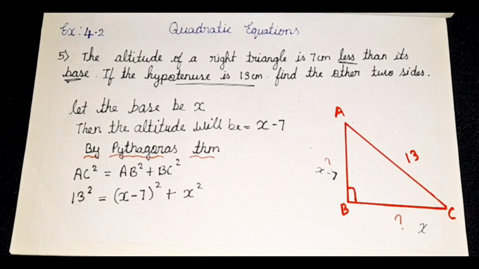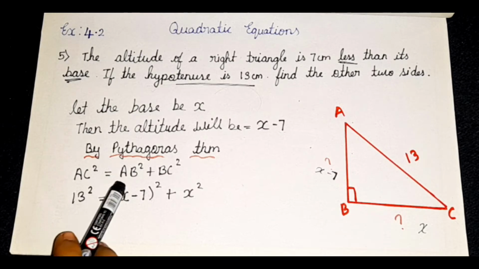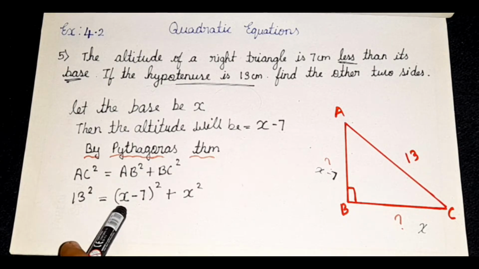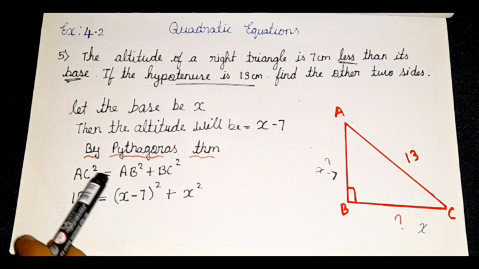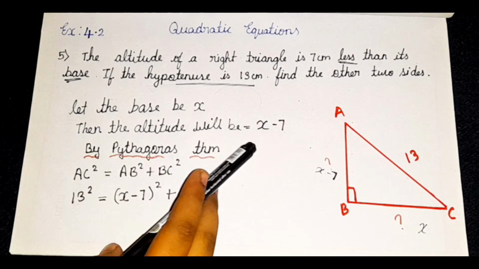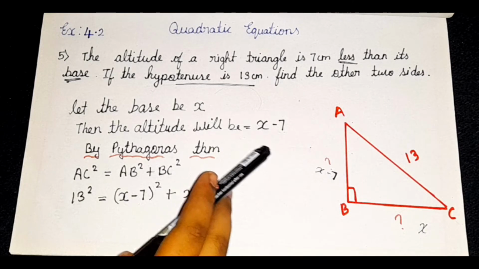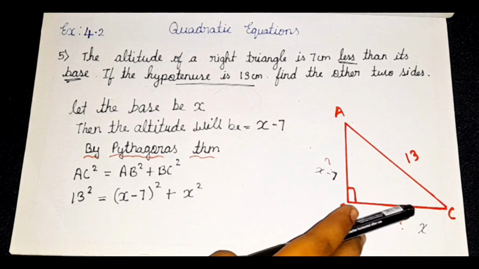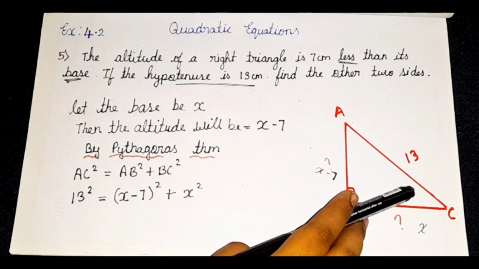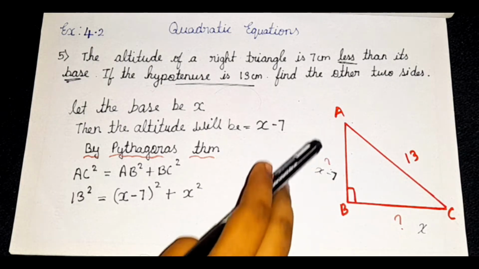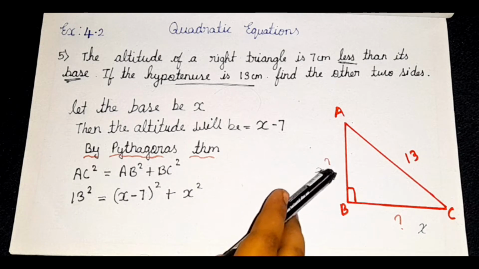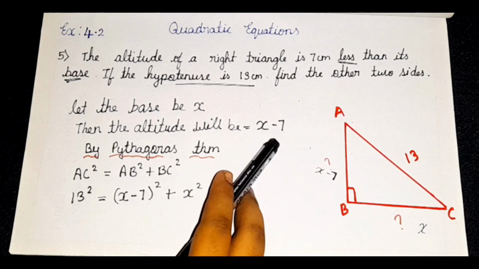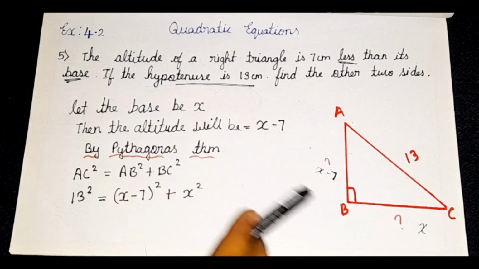Once again, here the AB value is x minus 7. You might be wondering how I took x minus 7. We took the altitude as x minus 7. Actually in the triangle this is the altitude, am I right? This is the altitude, this is the base, and here it is the hypotenuse. So the altitude is AB, and the AB value is x minus 7. We took the base as x.